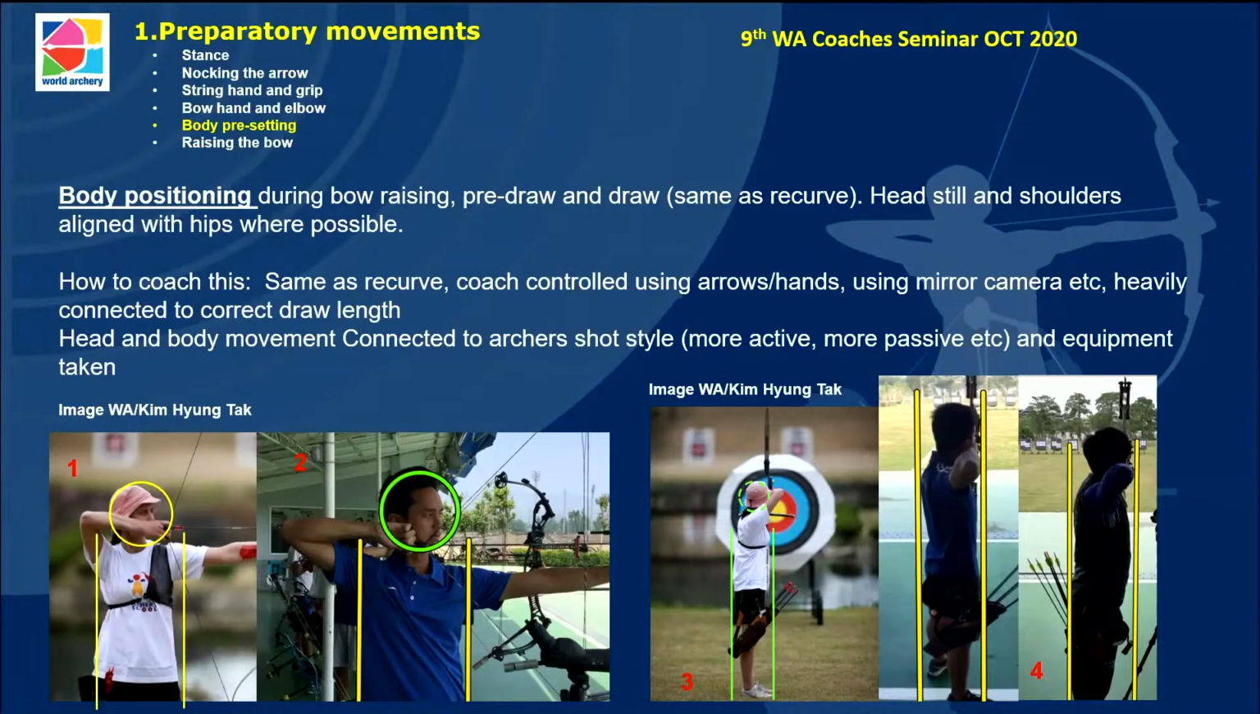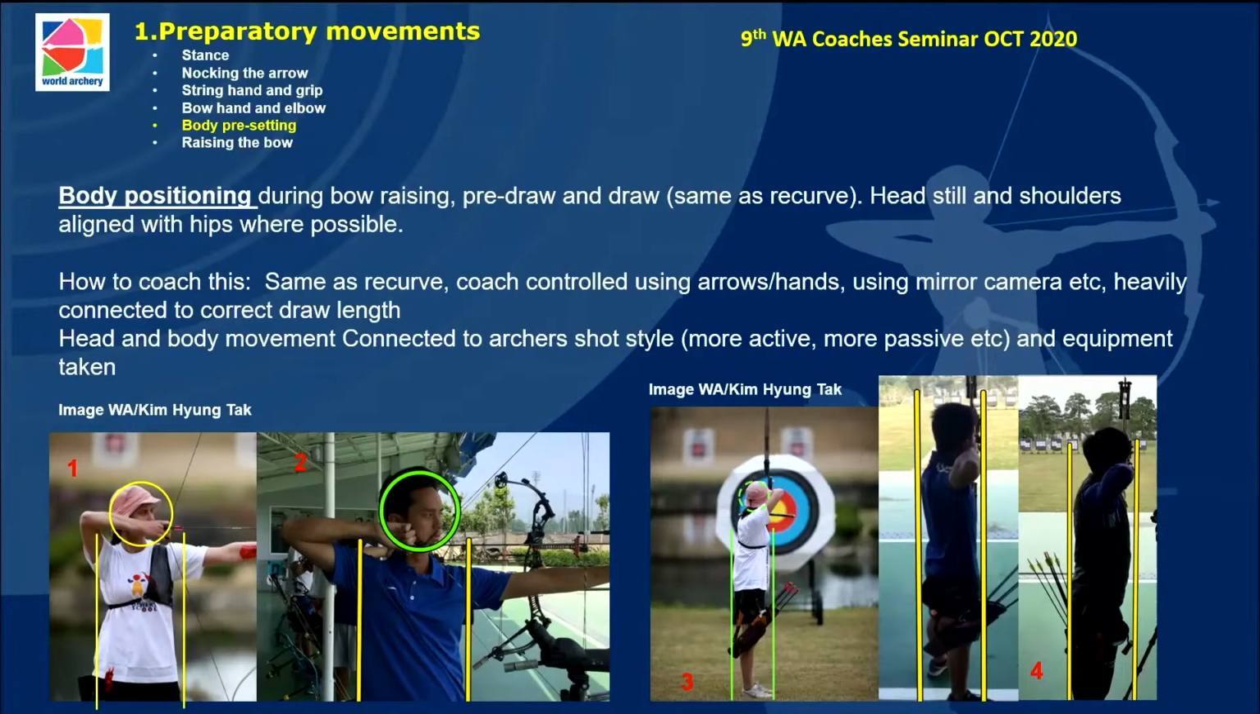Personally, especially with beginner level and more intermediate level archers, this is a very important aspect: I try to maintain the recurve positioning with the compound. So the body positioning during the raising, this pre-draw and draw, in my mind, is actually very, very similar to the recurve. The head should be still, shoulders and hips aligned, wherever possible. Coaching this is exactly the same way. You can use a range of tools to initiate this, but I've used these images to highlight the similarity that I'm looking for.